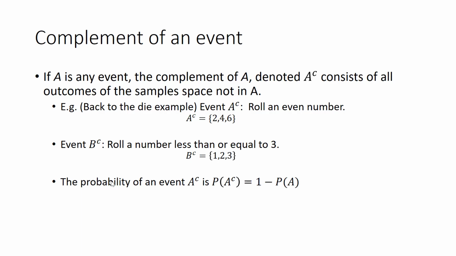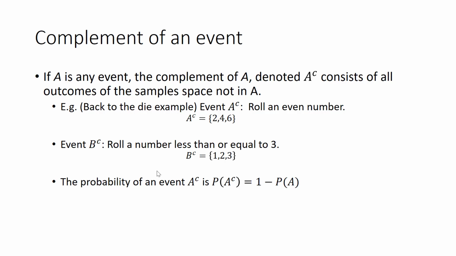Obviously, since all the probabilities, if we add them, are going to be equal to 1, the probability of the complement is going to be 1 minus the probability of A, right? So this is a very useful formula to allow us to calculate the probability of an event if we know the probability of its complement.